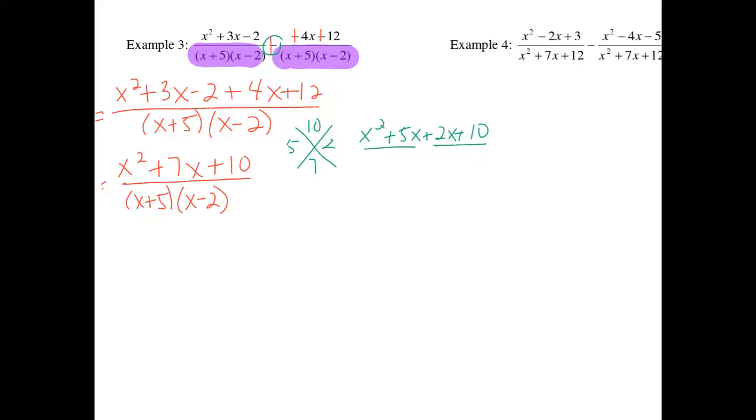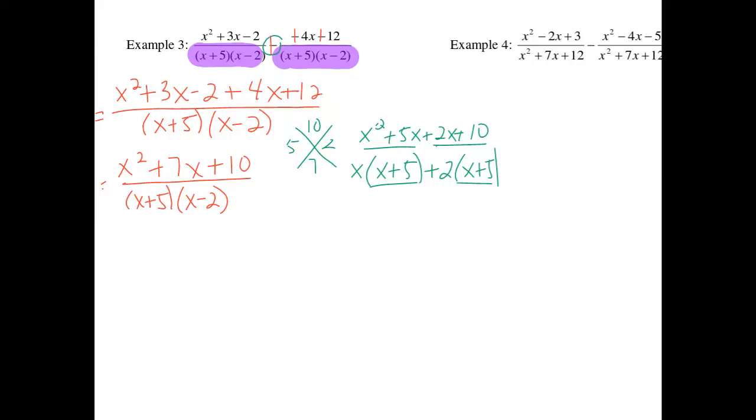And then we use that grouping technique that we learned to take the GCF out of each of the two sets that I underlined. So we'll take out an x from the first two terms. And they're both divisible by 2 in the second set, so we can take out a 2. And notice here that the x plus 5s are identical.